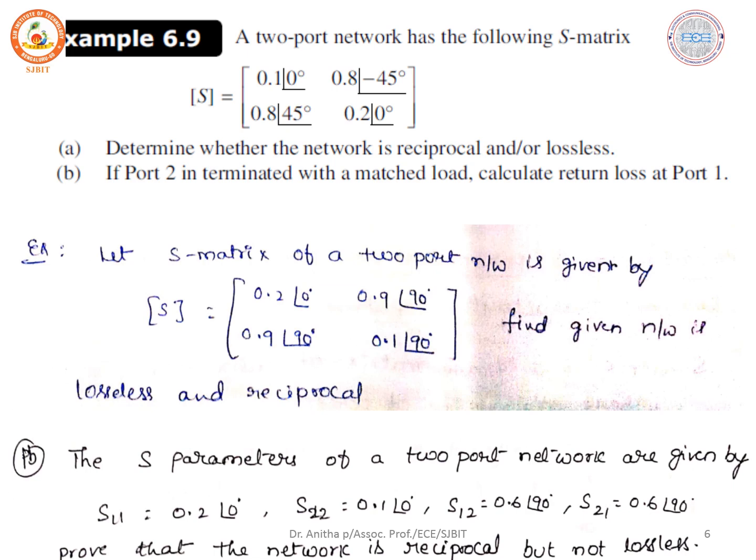In the same way, in this case, if I want to verify, 0.9 at an angle of 90 and 0.9 at an angle of 90, both are the same, so you can say that it is reciprocal.